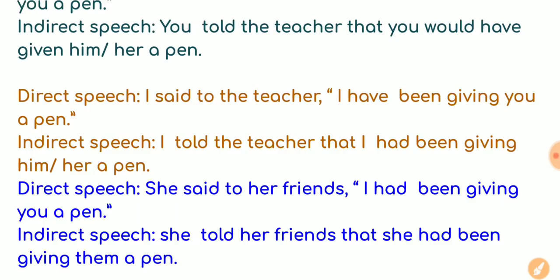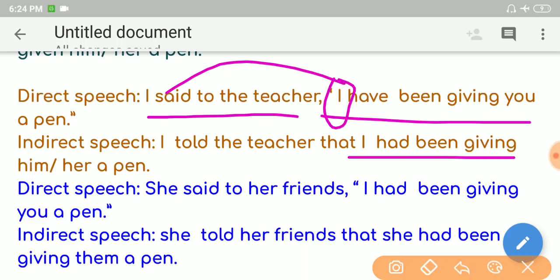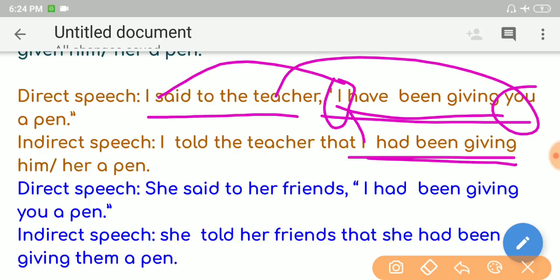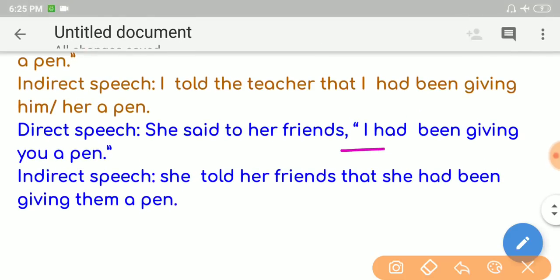So next, present perfect continuous tense. I have been giving you. I had been giving you. Because I said to the teacher, I refers to I, so I remains unchanged. We should not change I to he, she, or whatever, because I is referring to I only. That's why it again remains unchanged. Have been giving means had been giving. You refers to the teacher, him or her. Teacher can be used for both male and female, so him or her can be used, my dear friends. So that is again I had been giving. Past perfect continuous tense is there. She had been giving because I refers to she.